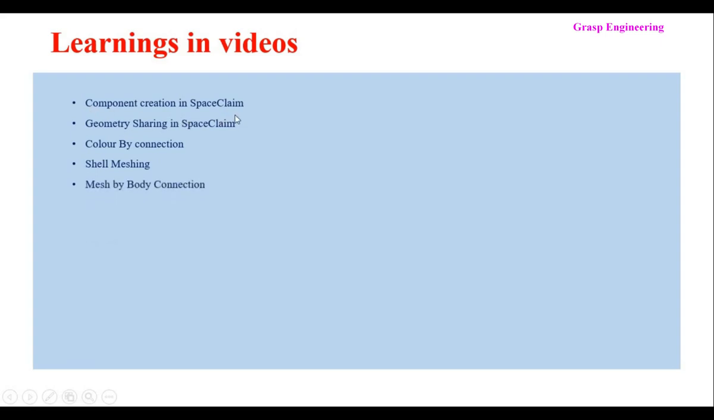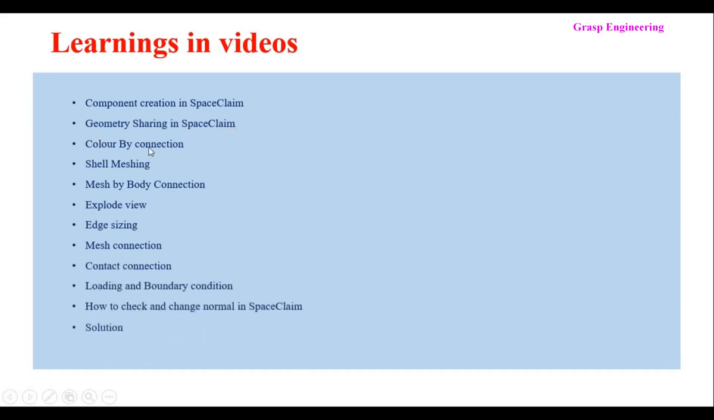This slide represents the actual learnings in this video. First, we will discuss how to create the component in SpaceClaim, and then how to use the different geometry sharing operations in SpaceClaim. Then we will see how to identify those sharing operations in Mechanical by using the color by connection option and the mesh by body connection option.